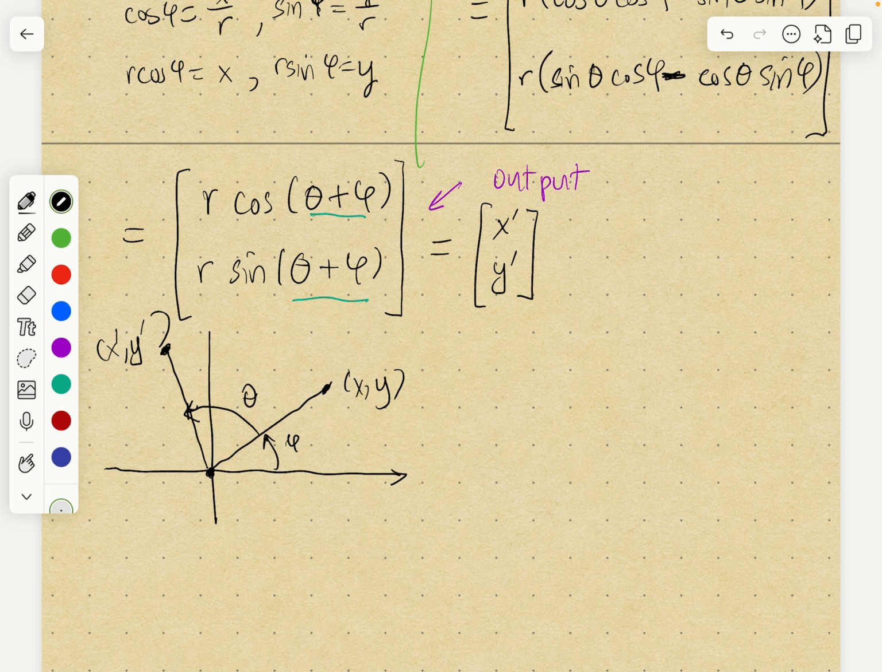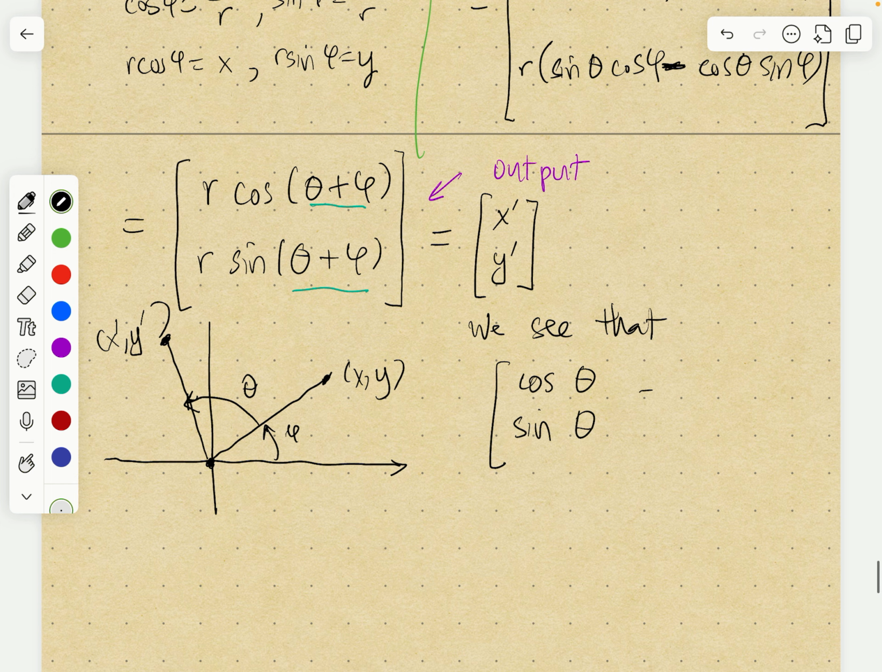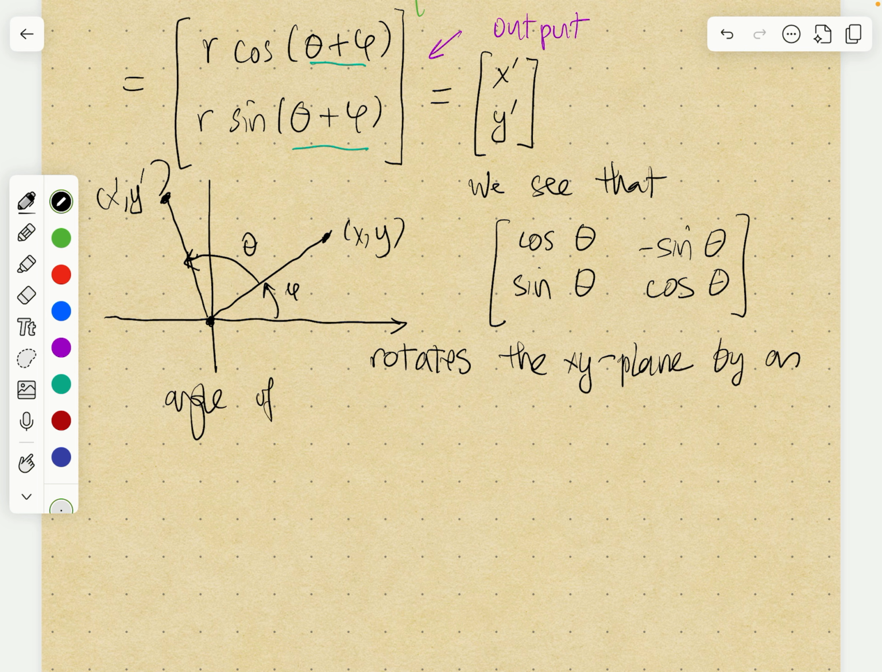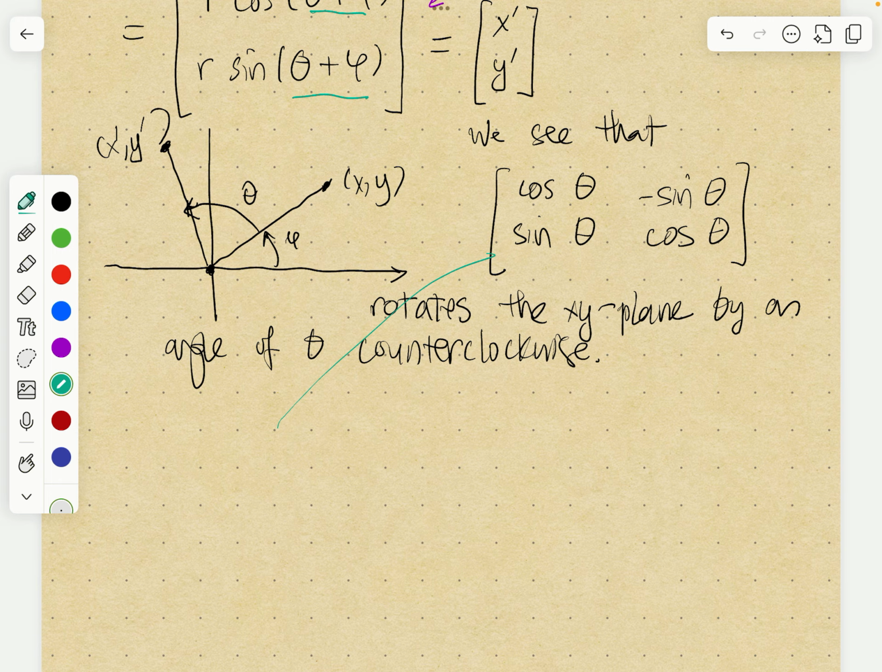So we see that this matrix, what it's doing is that it rotates the xy plane by an angle of theta counterclockwise. Okay, that's what it does. And this matrix, naturally enough, is called a rotation matrix.